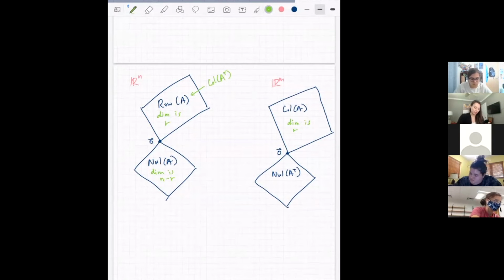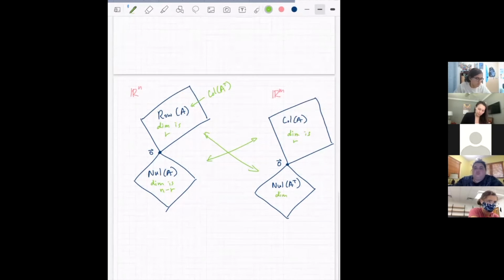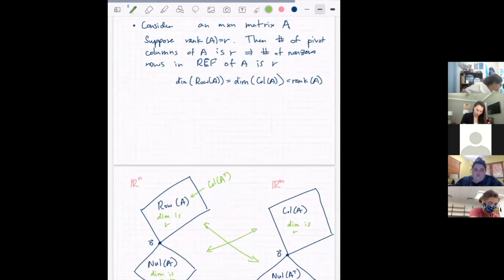So we sort of have these corresponding subspaces, right? Okay. Oh, go back to the note. Scroll up a little bit. Yeah, that one. Copy that.